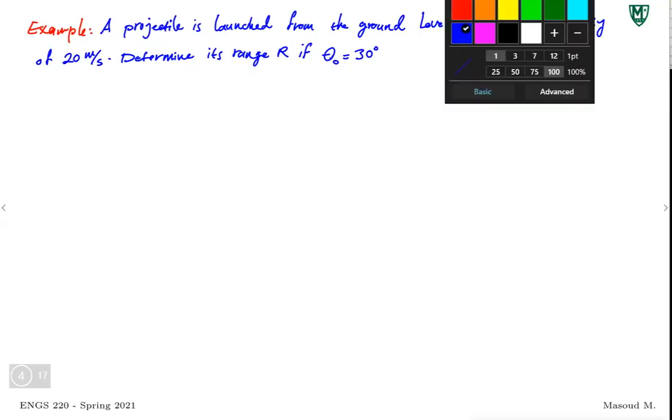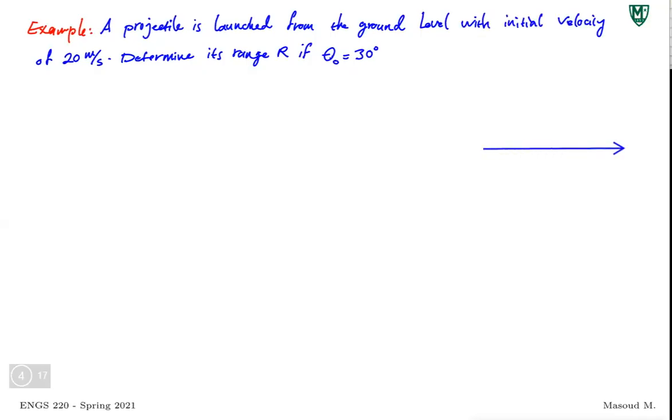So here is what we are given. We have XY coordinates like this, and that projectile is thrown, let's say, from the origin here, with v naught, and this is theta naught. And it follows a path something like this, and it hits the ground at some point. This is R, the range that we're looking for.